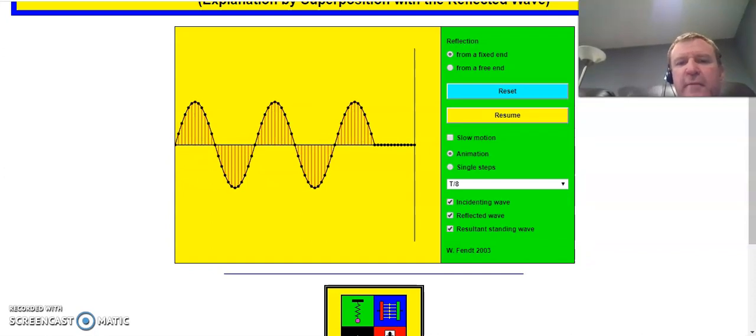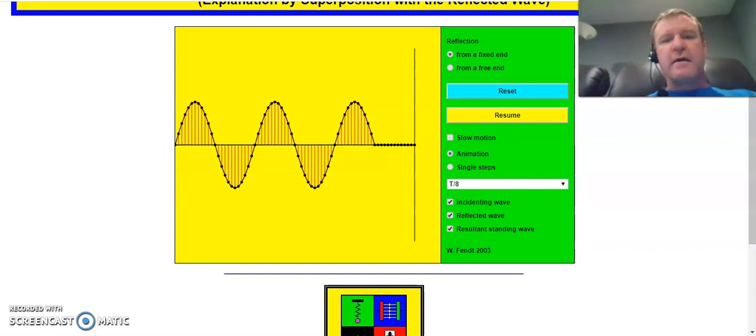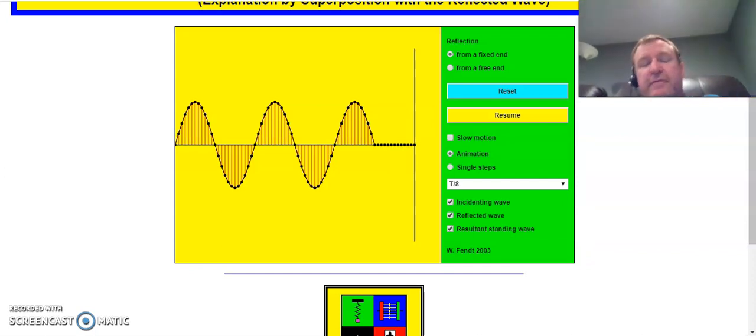So we have the wave coming in, all right, and the red is the energy of the wave, and it's going to get to the fixed end, and we just learned that at a fixed end, that reflected energy will get inverted. It'll flip over.